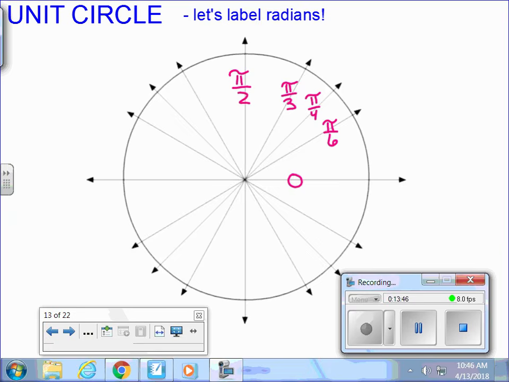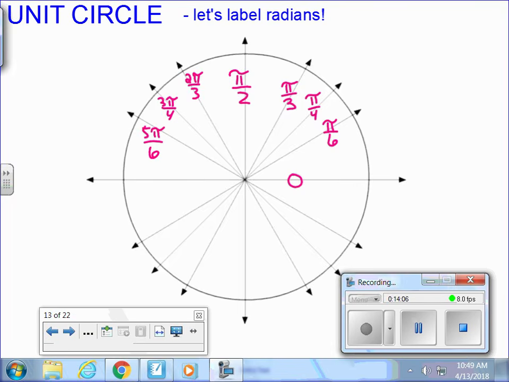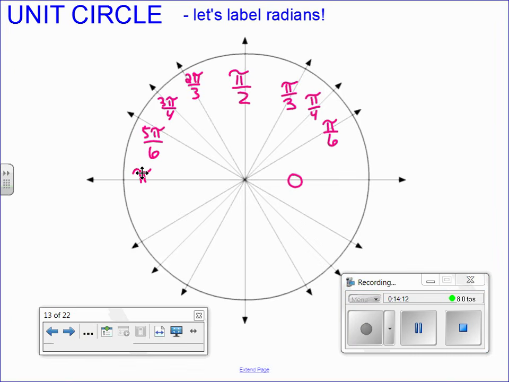Let's continue on our journey. At 120 degrees, it's 2 pi over 3. Then it's 3 pi over 4. And then it's 5 pi over 6. So there is still a pattern, but these are yucky enough. I'm not going to make you memorize them this year. We'll save that for pre-calc class next year. All right, we're going to continue on our journey. We're at 180. 180 is pi radians.